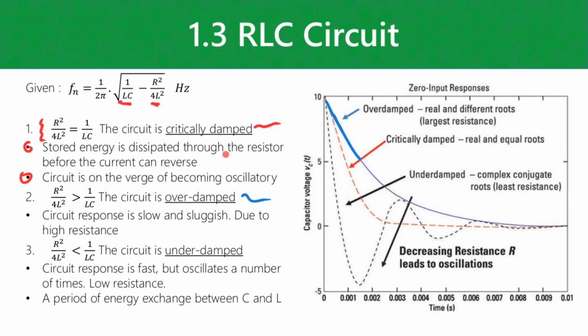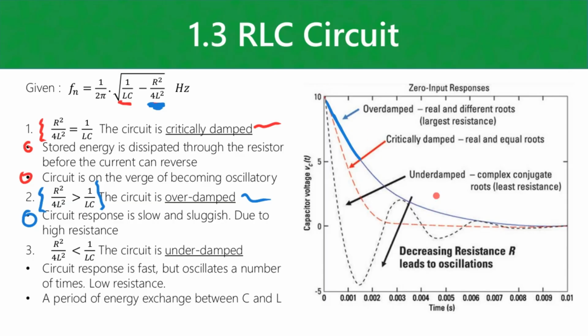Then you have an overdamped system. In the natural frequency formula, if what I like to call the resistive component is bigger than your reactive component, then your system is going to be overdamped. That means your circuit response is slow and sluggish, due to the high resistance. The bigger the resistance, the slower the discharge from your capacitor and inductor. A big resistor also eats up quite a bit of energy.